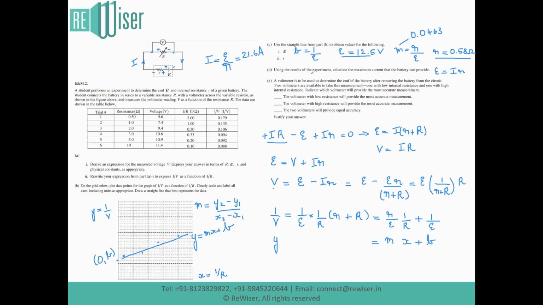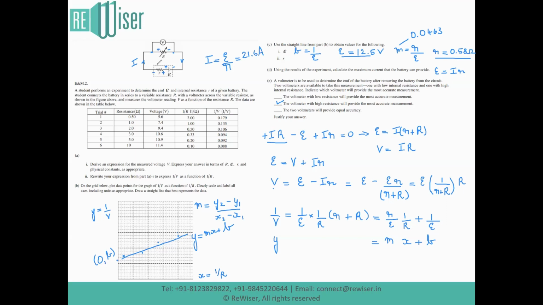A voltmeter is used to determine the EMF of the battery after removing the battery from the circuit. Two voltmeters are available to take this measurement. One with a low internal resistance, one with a high internal resistance. Indicate which voltmeter will provide the most accurate measurement. The voltmeter with a higher resistance will provide a more accurate measurement, since a voltmeter is a device that is connected parallel to another device, whether active or passive, whose voltage you need to measure and record.